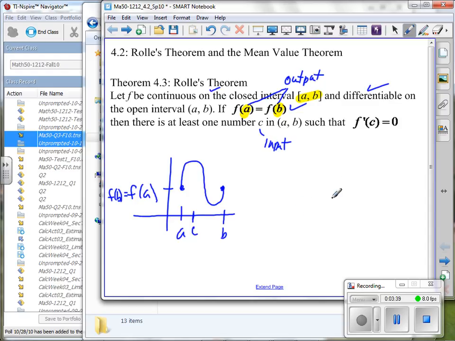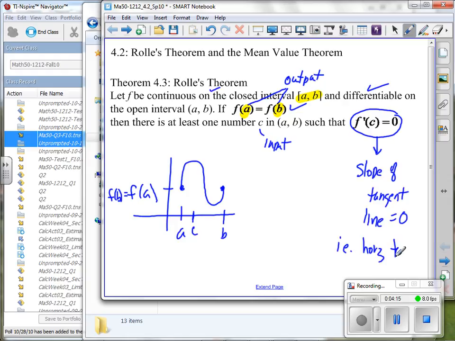Casey, read it to us. What does that mean to us? Yes. The slope of the derivative is horizontal? Okay, so you're saying the slope of the tangent line, which happens to be horizontal. Good. Okay, now I see where you're coming from. Is equal to 0, which means that we have a horizontal tangent line.